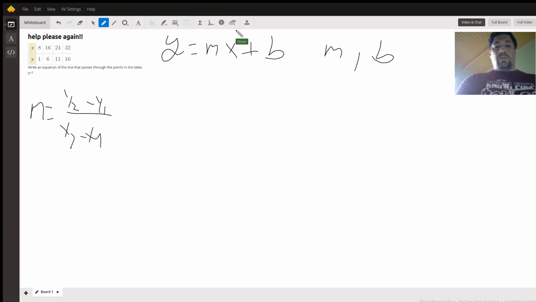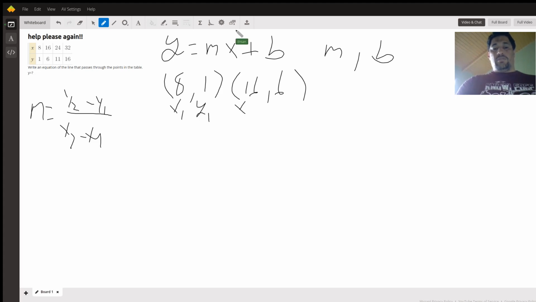What we do here is grab two points from the table. We have (8, 1) and (16, 6). You can label either one x1 or x2, but you have to be consistent, so the x and y of the same point go together. Then we replace the variables in the formula with these values.